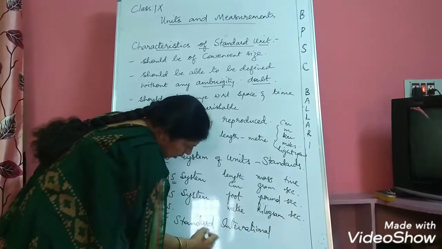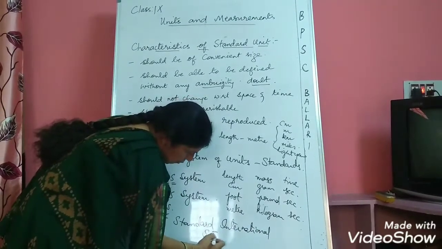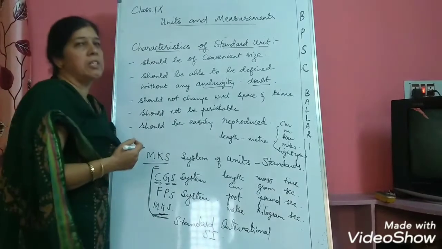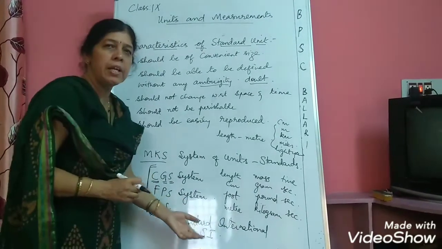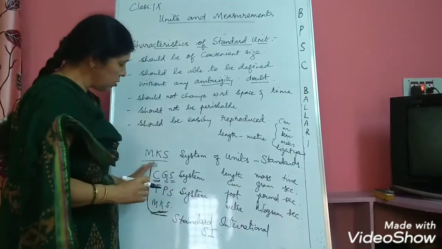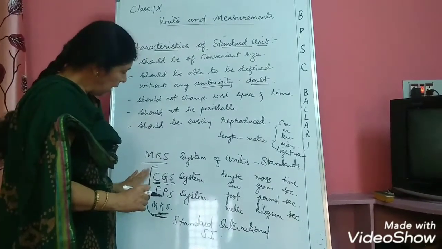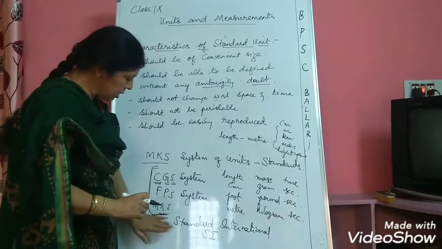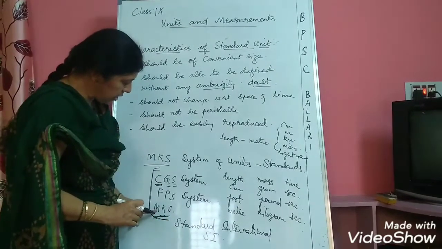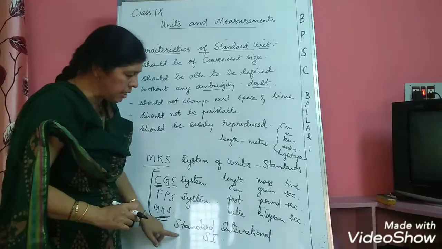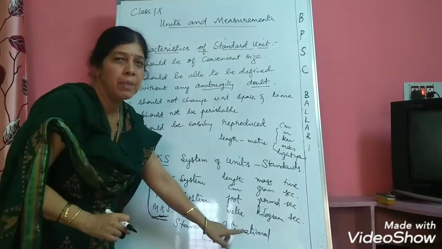Or for short, we call it the SI system of units. This you have already learnt in your lower classes, about Standard International. So remember, these are the various systems of units that are being used, and among them, which is the system we have considered? We have considered the MKS system of units, and it is named Standard International.